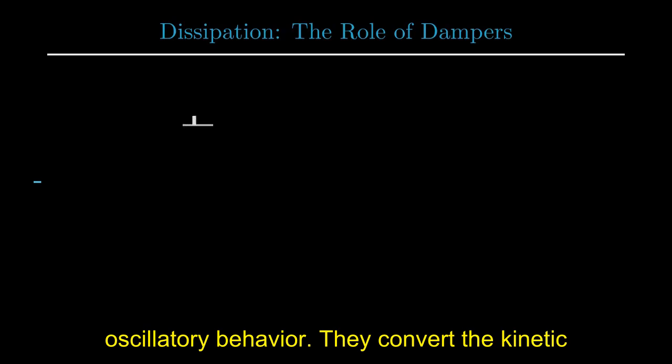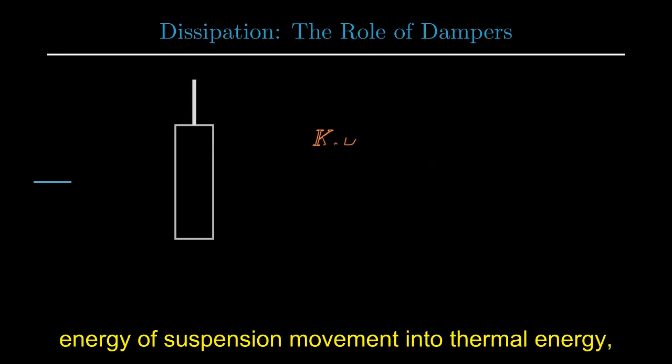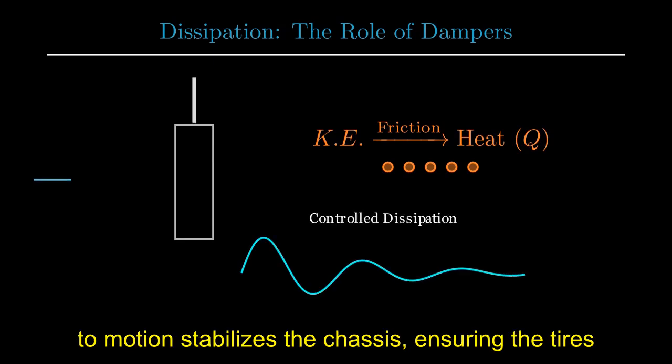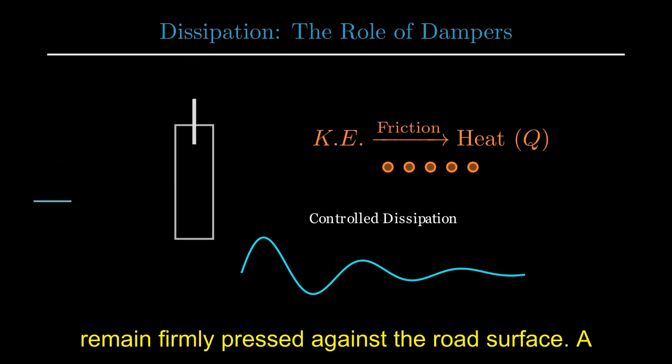Dampers, commonly known as shock absorbers, are engineered to counteract this oscillatory behavior. They convert the kinetic energy of suspension movement into thermal energy, which is then dissipated. This controlled resistance to motion stabilizes the chassis, ensuring the tires remain firmly pressed against the road surface.